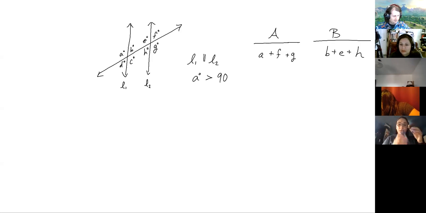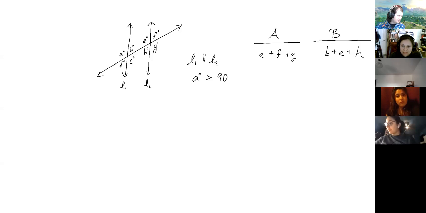So if we know that these lines are parallel, then we can safely assume that B equals F, C equals G, A equals E, and D equals H.